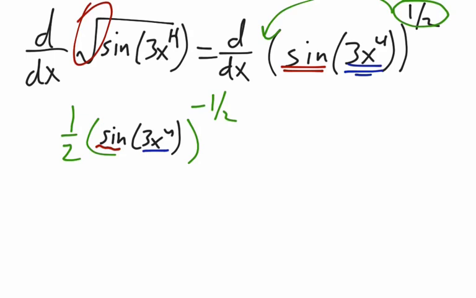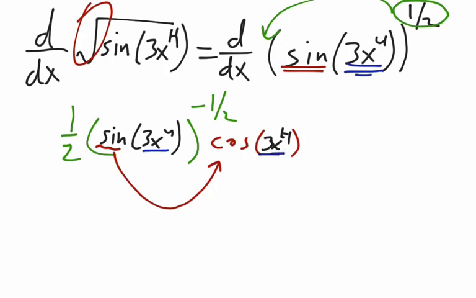Well, now I do it again. The next derivative is going to be the derivative of sine. Sine goes to cosine, so I have cosine of stuff. What's the stuff? The stuff is the 3x to the 4th. I haven't changed it because we haven't gotten to that layer of the function yet.